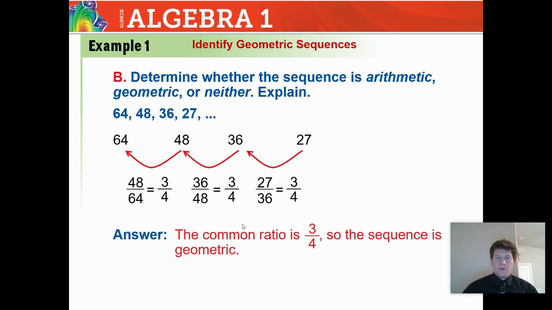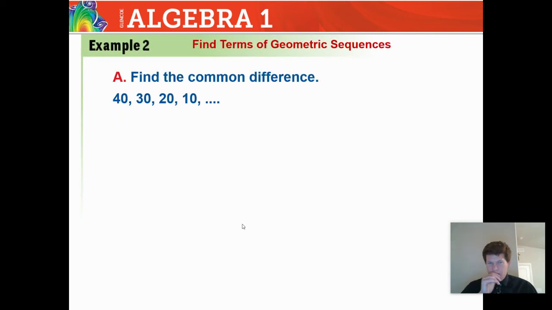So there's the first two examples, determining whether it's arithmetic, geometric, or neither. Now let's find our common differences, or let's find our common ratios. In this example, it says find the common difference. So since it's asking for a common difference, we know it's arithmetic.